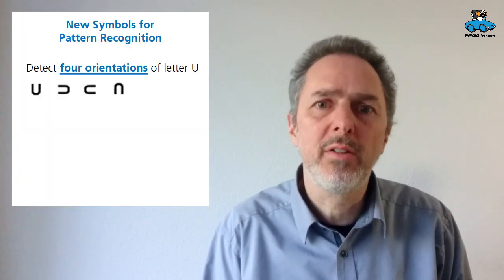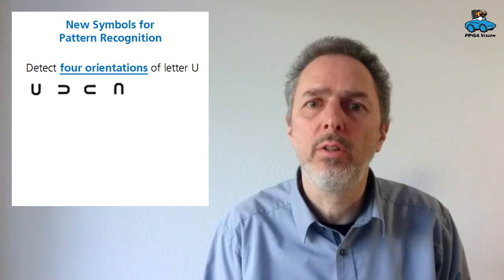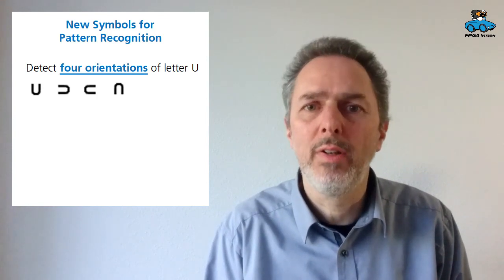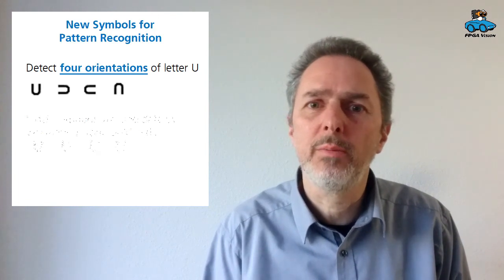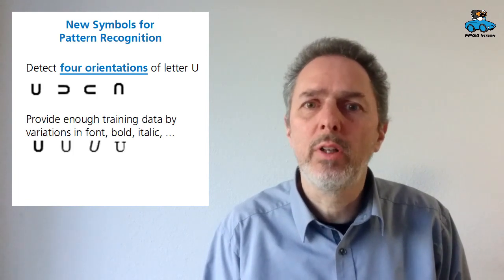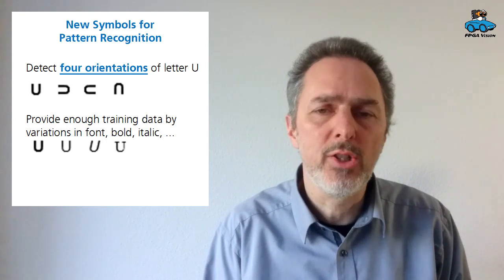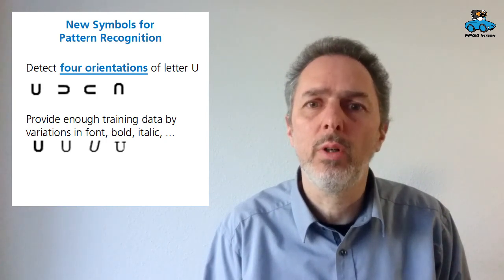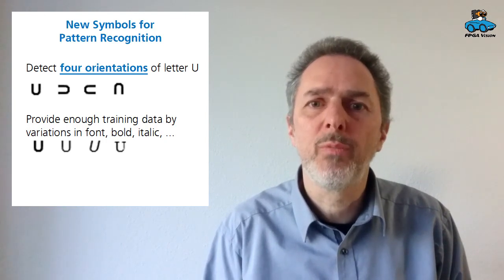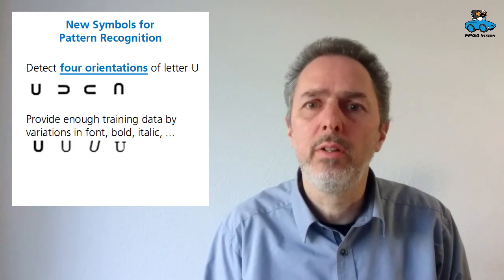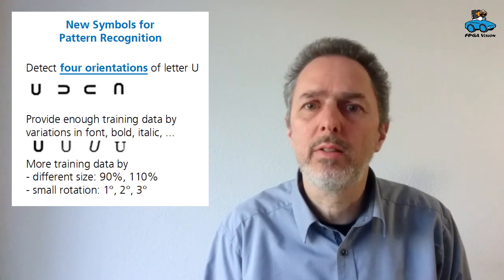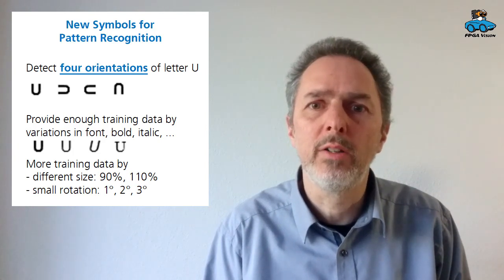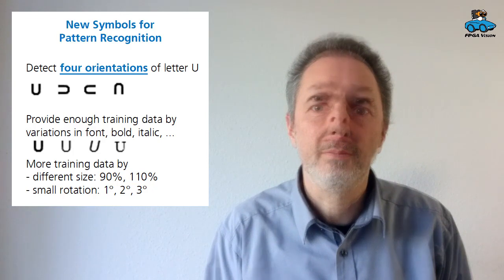We have four symbols provided, but for example, you can take the letter U in four different orientations. So upward, to the left, to the right, and reverse, and try to detect these symbols. For training, I recommend to use different variations to have a lot of training data. So have the letter U in different fonts, in different versions, in different sizes. Maybe rotate the letter a little bit to the left and the right to get more training data.